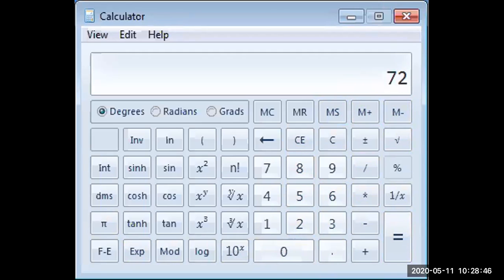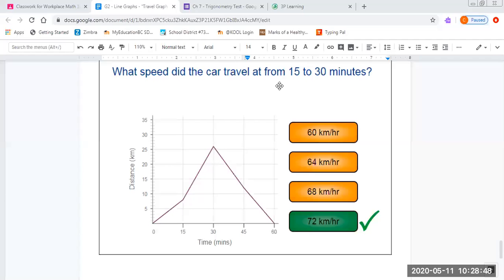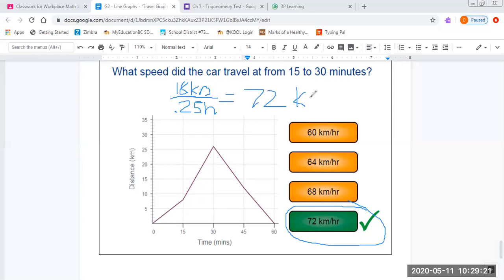So if I were to go back to this question, that is why this is the correct answer, 72 kilometers per hour, because once again, that is the distance we traveled, which we determined was the difference between 26 minus 8. So that's the 18 kilometers. And we did this over 15 minutes, which is once again simply 0.25 of an hour. And so when we go 18 divided by 0.25, we end up with an answer of 72 kilometers per hour. So hopefully that makes sense to you.